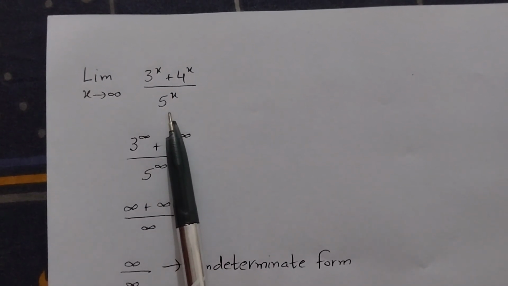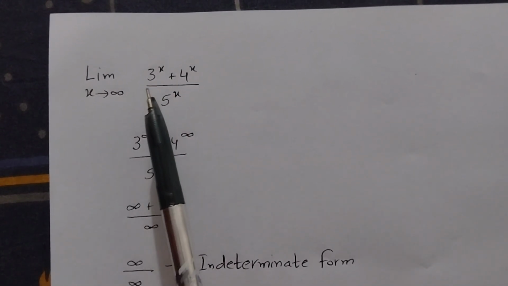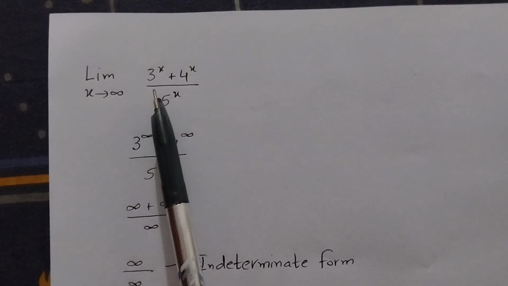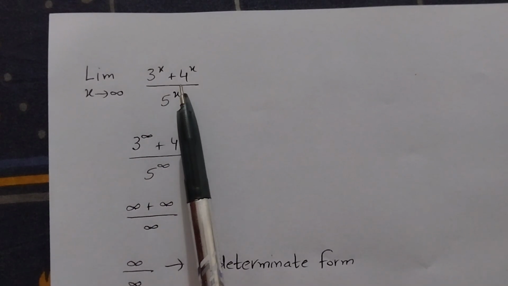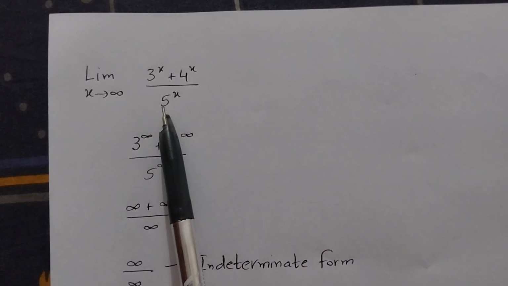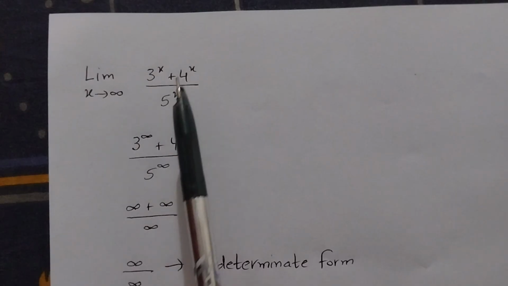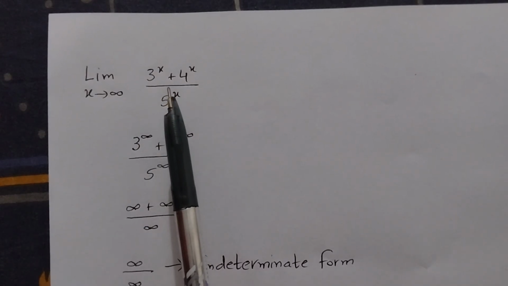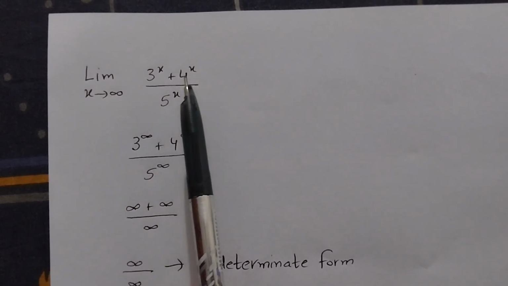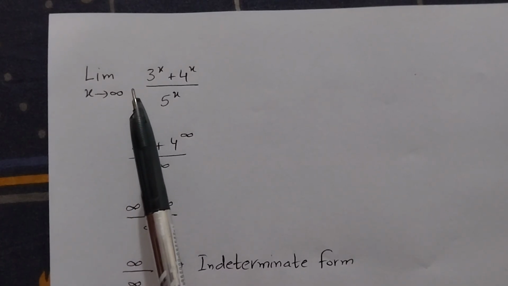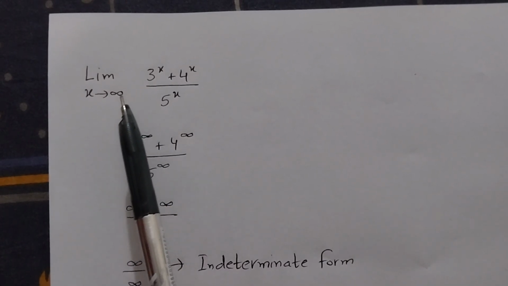Today we are going to evaluate this limit: the limit as x approaches infinity of (3 raised to power x plus 4 raised to power x) over 5 raised to power x. So we have been given this function, and we have to find out what value this function approaches when x approaches infinity, where infinity means a very large positive number.